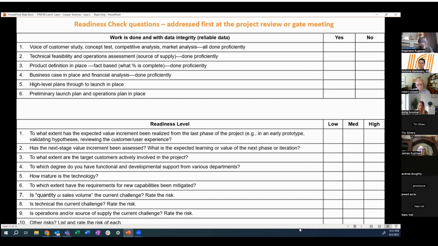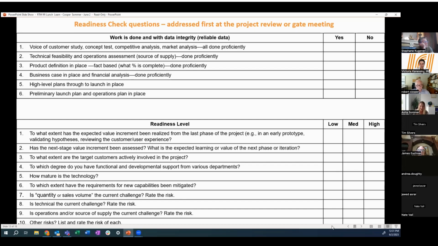I'll just quickly, briefly go through here. To what extent have you had that expected value increment in the stage that you set forth, right? So in the agile way of thinking, you want to have a value increment. You actually want to learn something during the stage that you went through. What is that learning? What is that value increment you've had in your project? Have you assessed what it is that you want to have in terms of value increment in the next stage? Do you have that ready?